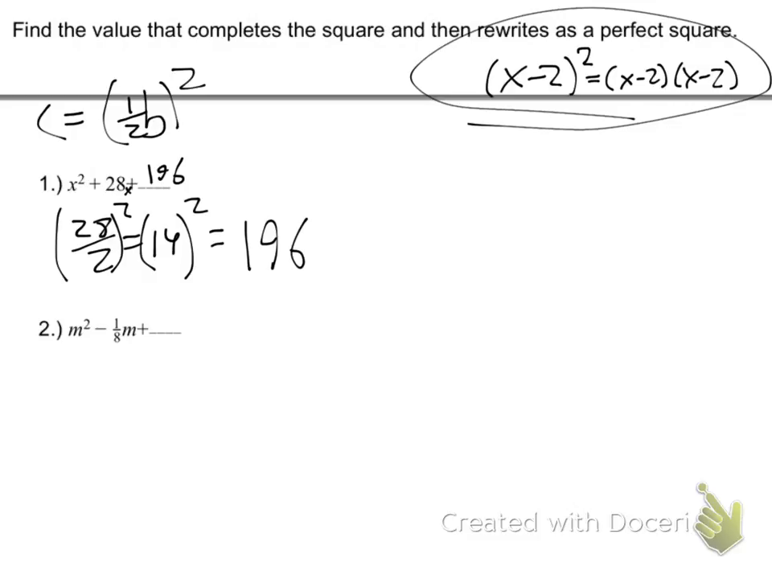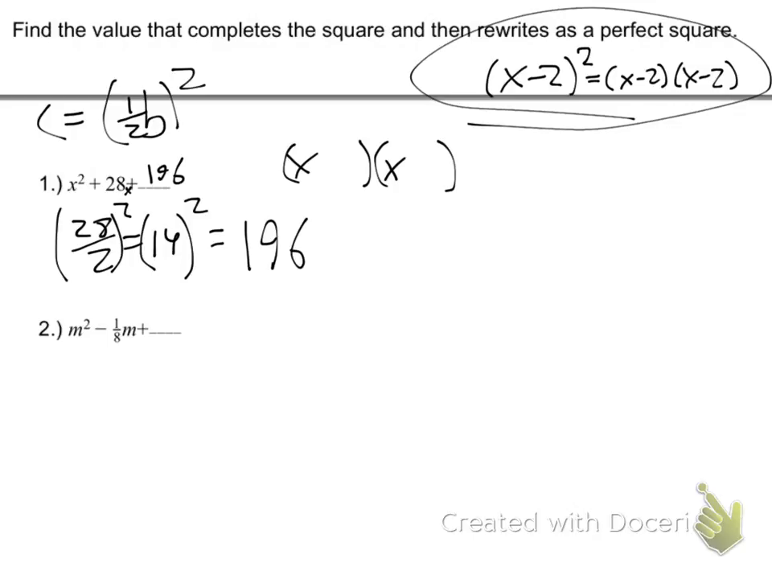Well, to rewrite it, that means I have to factor it. So we have to factor that thing. I need to write it like this, right? So it's x and x, because that's the only way to get x squared. But now I have to ask myself, 196, what are the factors of 196 that will work to give 28? Well, would 1 and 196 give me 28? No.